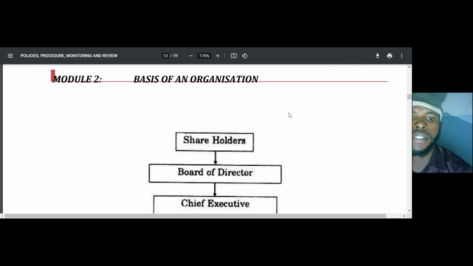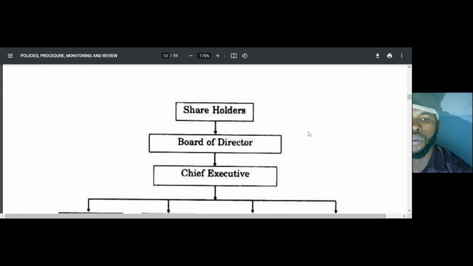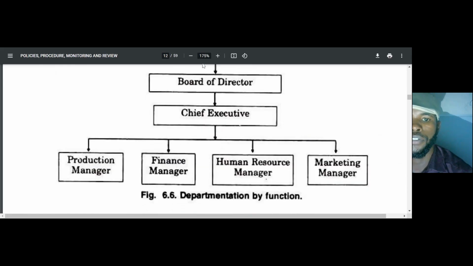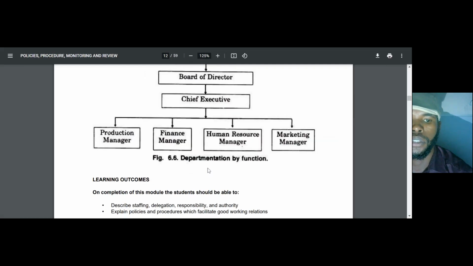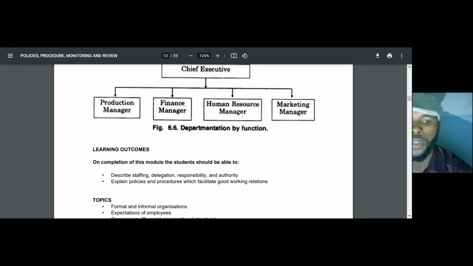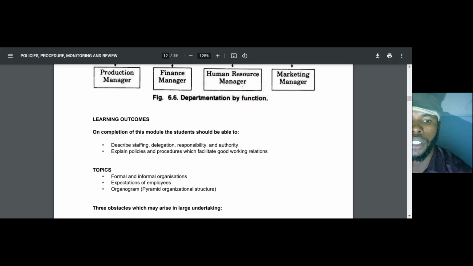Module 2, basis of an organization. Shareholders, board of directors, chief executive, production manager, finance manager, human resource manager, marketing manager. Here you must be able to describe staffing, delegation, responsibility, and authority. You must also be able to explain policies and procedures which facilitate good working relations.